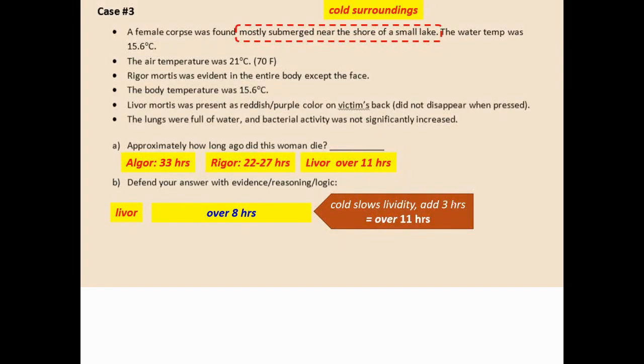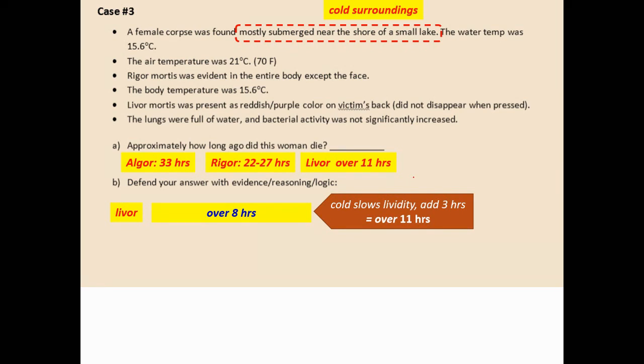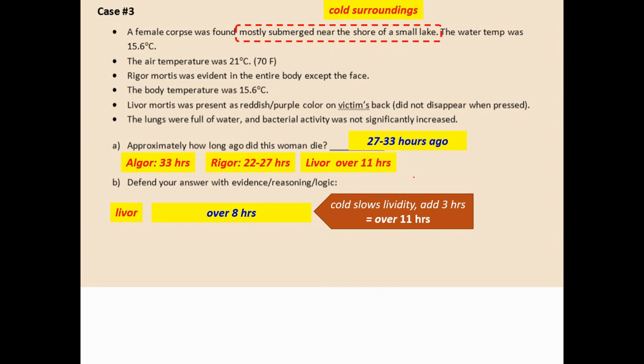So what do we got? Algor mortis tells us 33 hours. Rigor mortis tells us 22 to 27 hours. Liver mortis says over 11 hours. Right off the bat, the liver mortis is in agreement with both the other numbers. Algor and rigor are not quite exactly aligned. So our best estimate based on this would be, Algor says 33, rigor says 22 to 27. Let's call it somewhere between 27 and 33 hours ago. That's the best almost agreement we can get between these three pieces of data. Again, it agrees with liver, and it's kind of in between our Algor and our rigor information. So that's the best you can do with this.